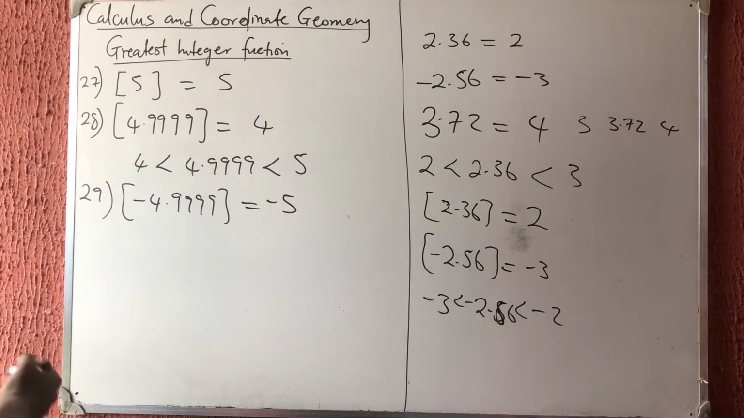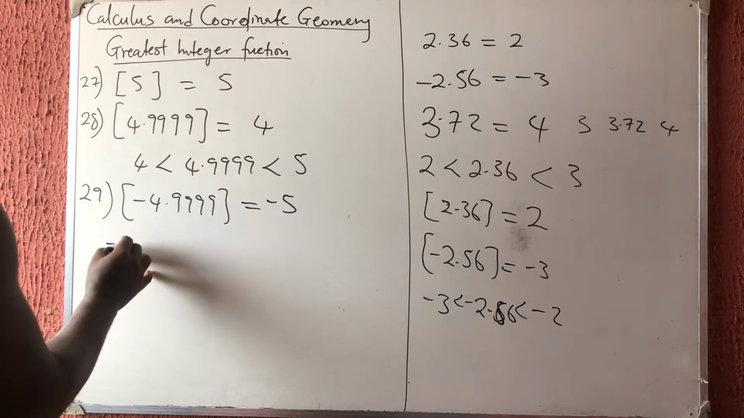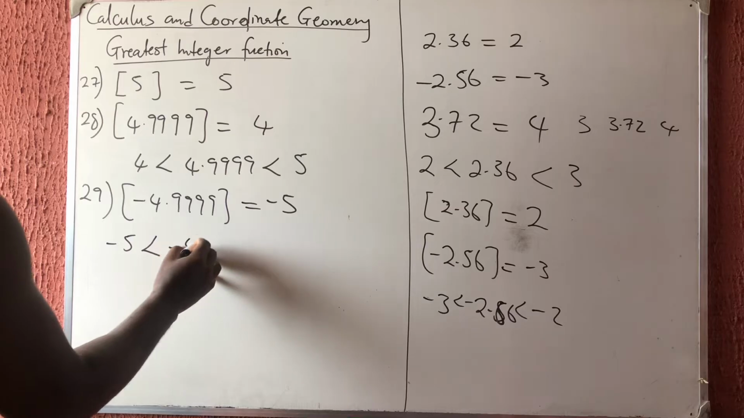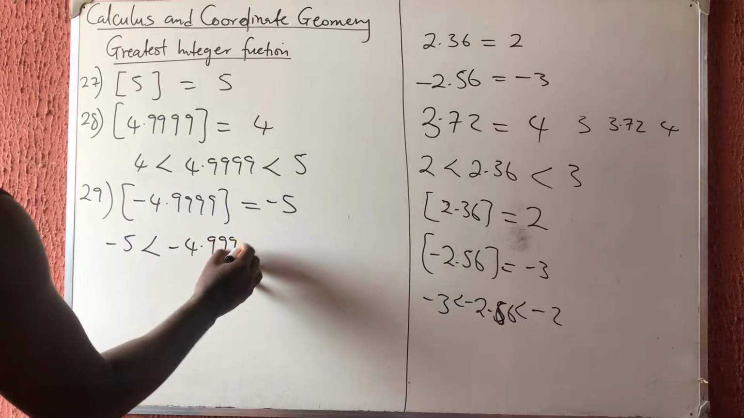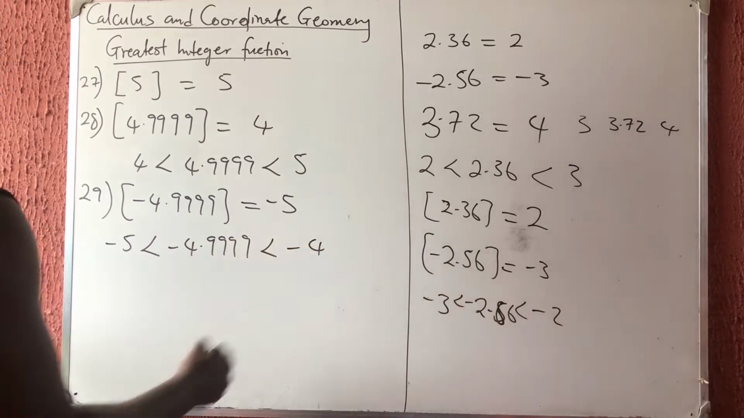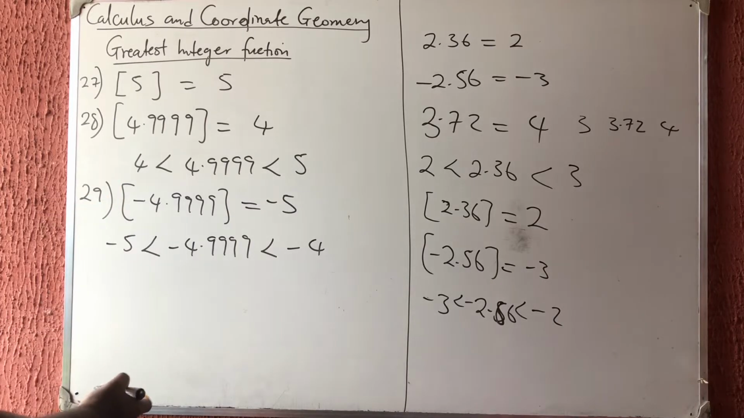Minus 5. How did I get minus 5? You should know that minus 5 is less than minus 4.9999, which is less than minus 4. Okay, so we are taking the one on the left, like I taught you.